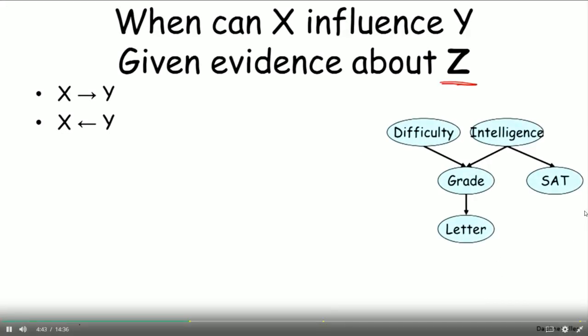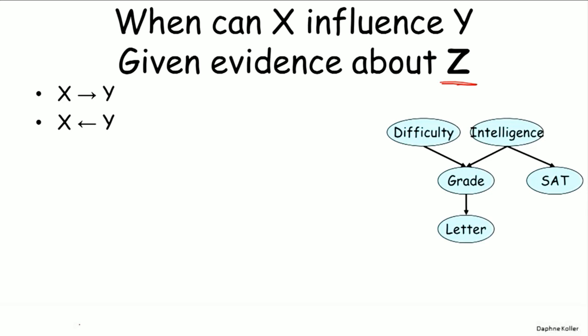So the first two cases are fairly straightforward. Having evidence about Z that's not either X or Y doesn't change the ability of a variable to influence one to which it is directly connected.